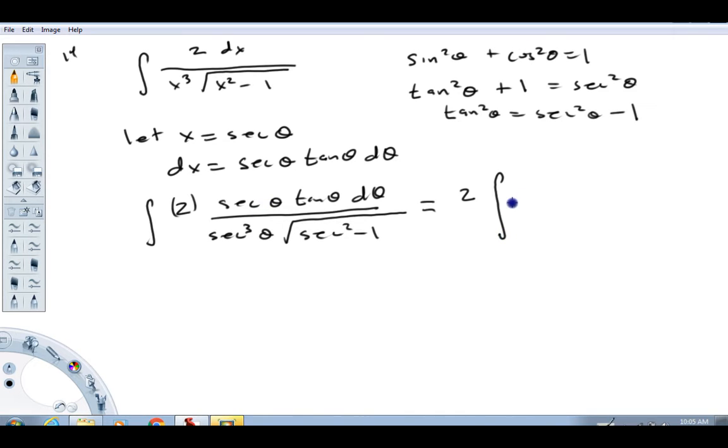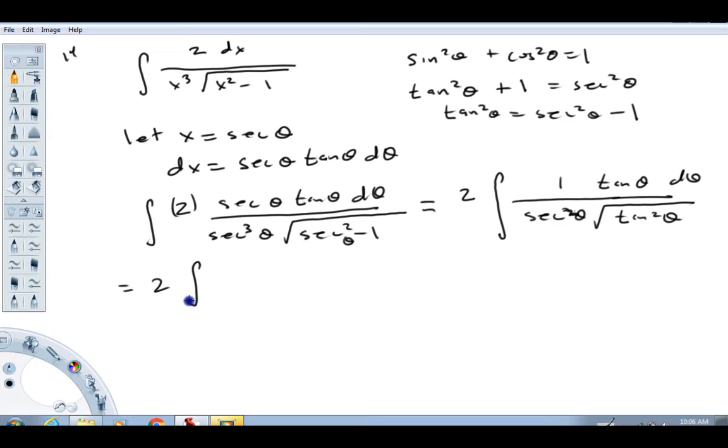Secant over secant cubed. That's going to give me a 1 over secant squared. Again, that's a square. This tangent we'll leave alone for a moment. Tan theta d theta. And then the square root of secant squared minus 1. That's secant squared theta minus 1. As I look over here, secant squared theta minus 1 is tangent squared. So I'm going to go ahead and write that out. Tangent squared theta.